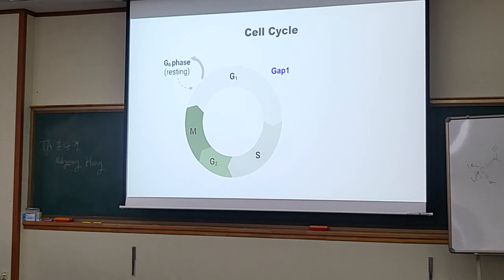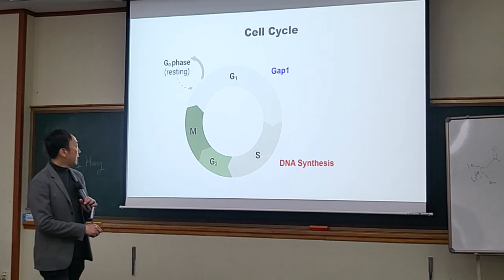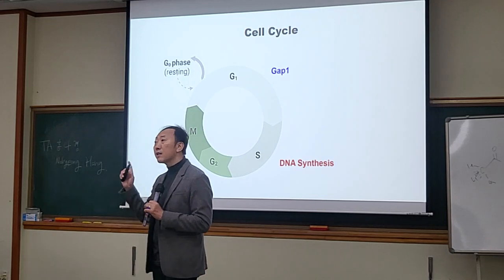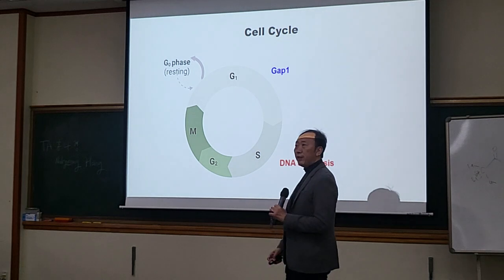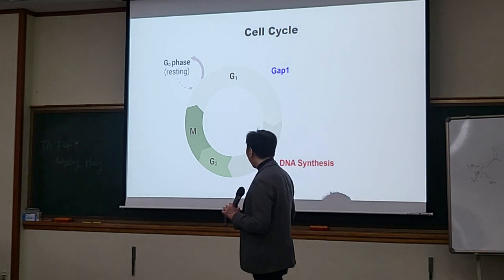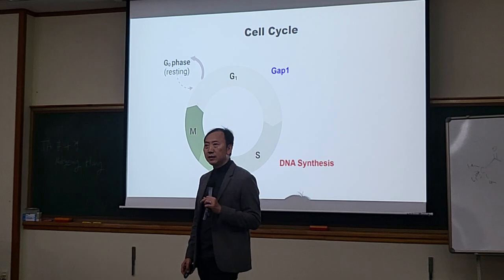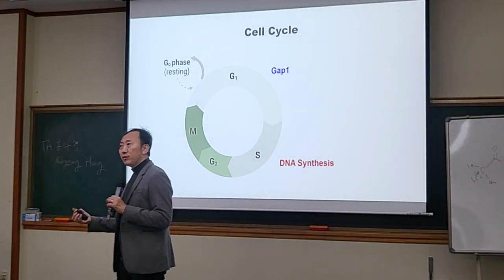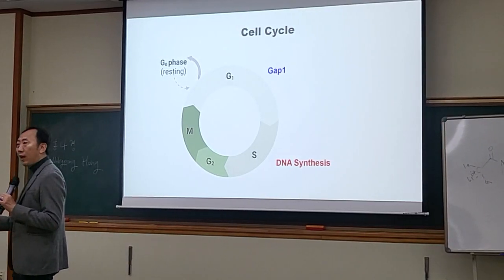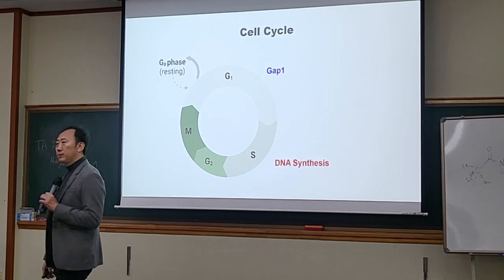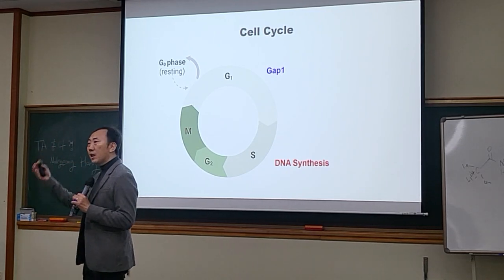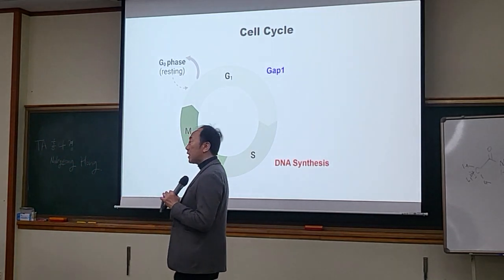Okay. Now the second step: once the materials are collected, then start copying the DNA. This step is called S, the synthesis of the DNA. After synthesis is fully finished, check again whether everything is okay or not. Exactly one copy is made. We have 23 pairs of chromosomes, and only one copy is needed. One missing, one extra, neither is fine. So checking whether everything is okay or not, one more checking step, is G2.